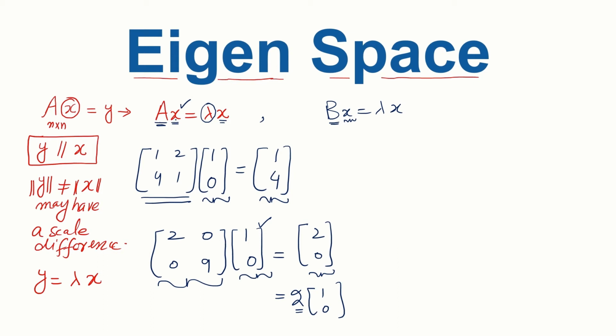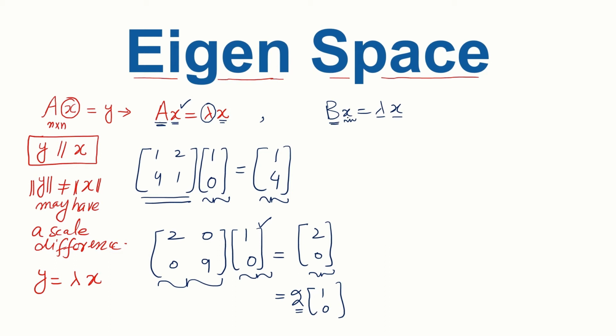An eigenvector of A may not be an eigenvector of B. B has its own set of eigenvectors and eigenvalues. So eigenvectors and eigenvalues, they are properties of a matrix. They are not general. There are no global eigenvectors and global eigenvalues, for example. They are properties of matrices. So why am I talking about eigenspace?